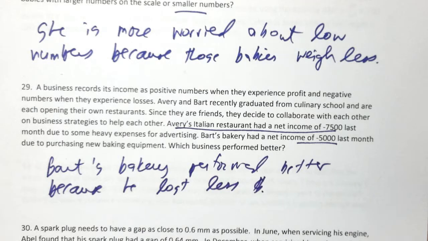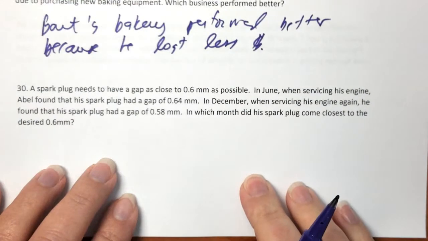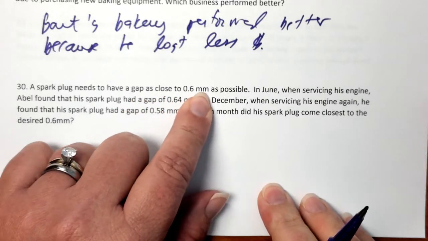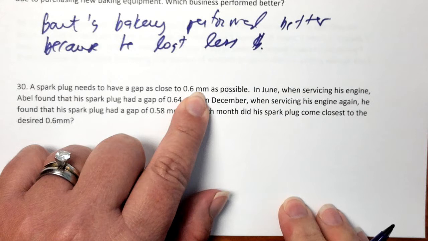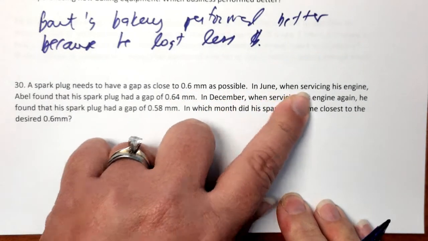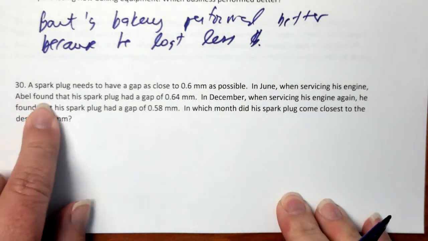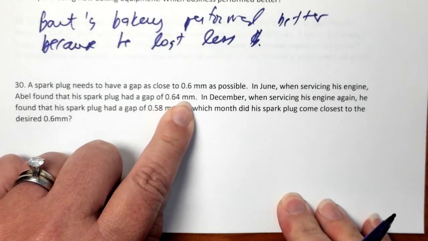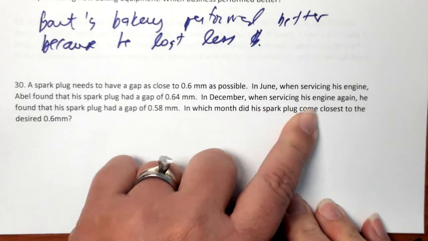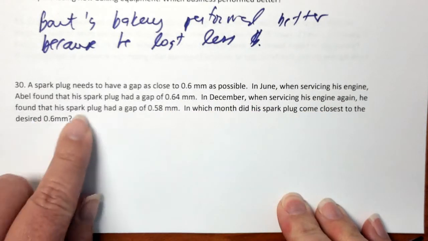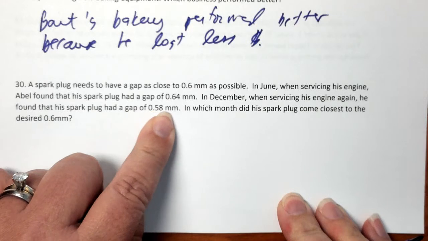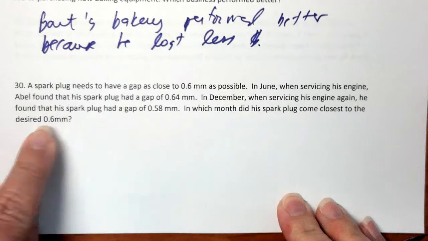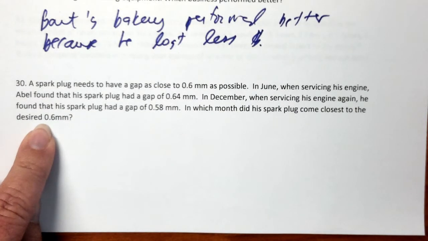Okay. All right. A spark plug needs to have a gap as close to 0.6 millimeters as possible. M means millimeters. In June, when servicing his engine, Abel found that his spark plug had a gap of 0.64 millimeters. In December, when servicing his engine again, he found that his spark plug had a gap of 0.58 millimeters. In which month did his spark plug come closest to the desired 0.6 millimeters?